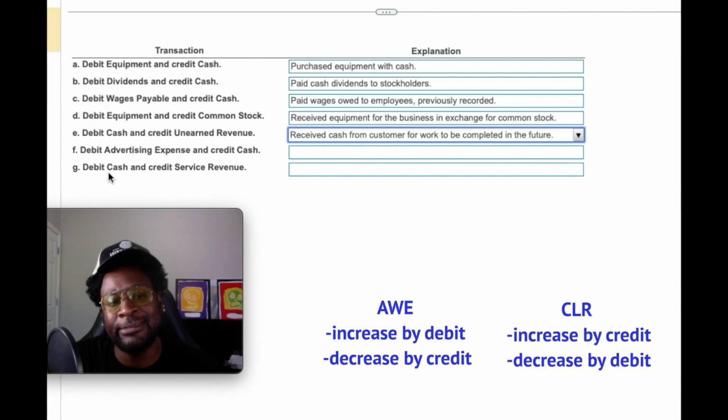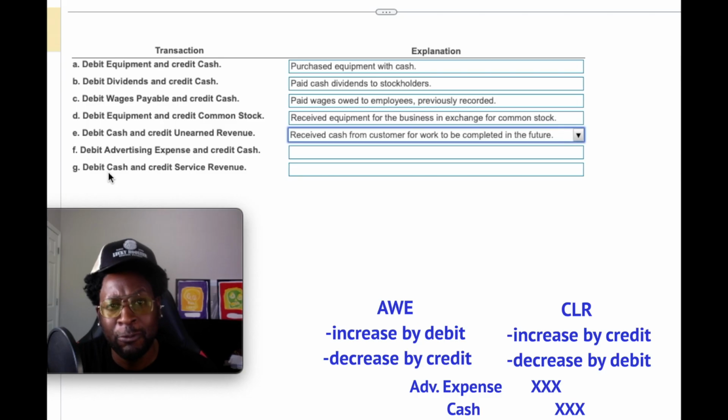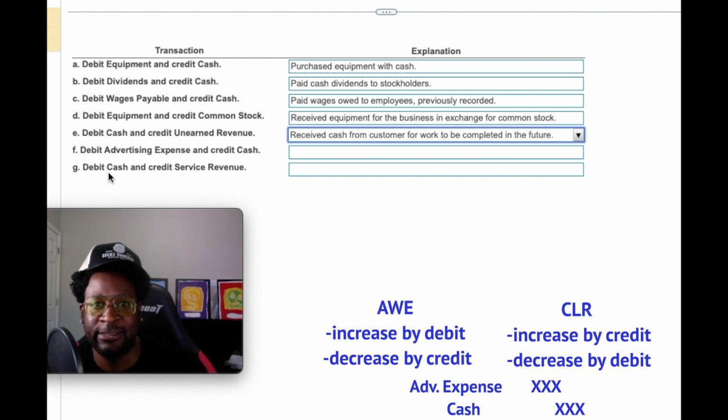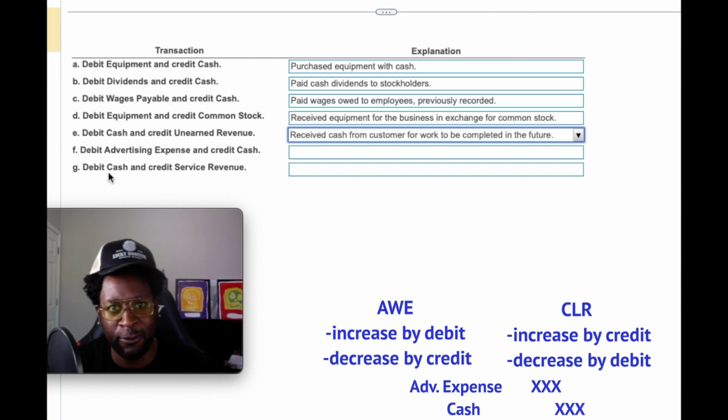How about a debit to advertising expense and a credit to cash? I feel my spider senses are already tingling. Y'all know what to do. Just do it. We already know what gang the advertising expense belongs in. It's an expense, so therefore it should be in the all gang. We're debiting it, which means that expense is incurring or happening, thus increasing expenses for the period.